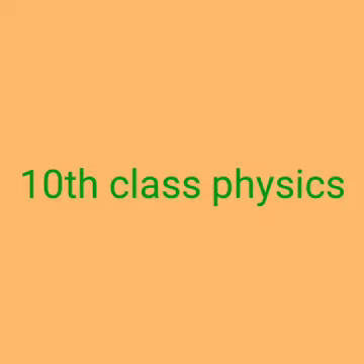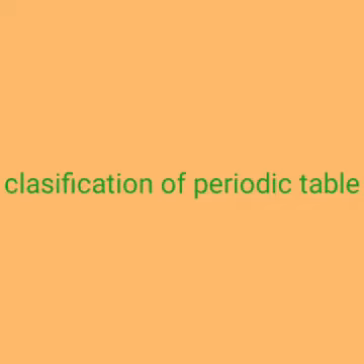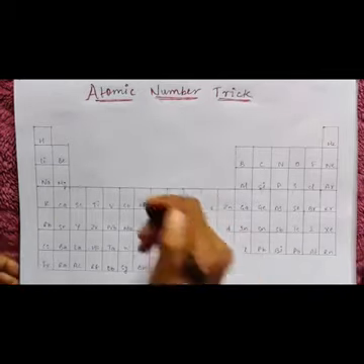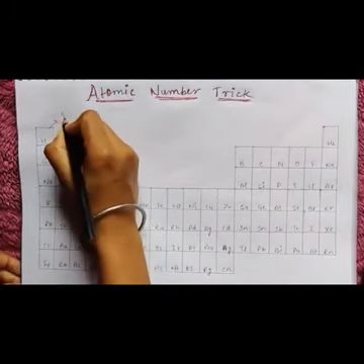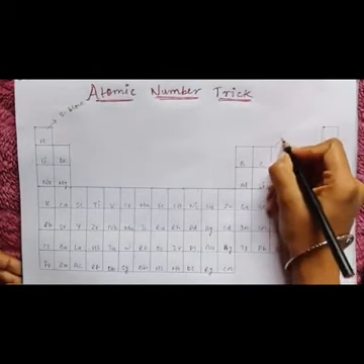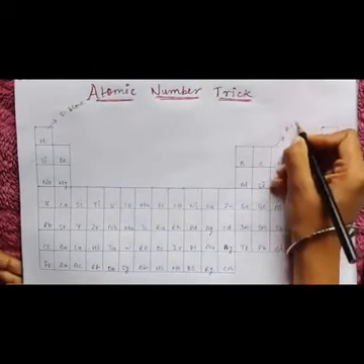Hi, today we will discuss 10th class chemistry, classification of the periodic table. In a periodic table, the elements are classified into 4 blocks. One of these is the S block elements. The left side of the periodic table is the S block elements. On the right side, P block elements.